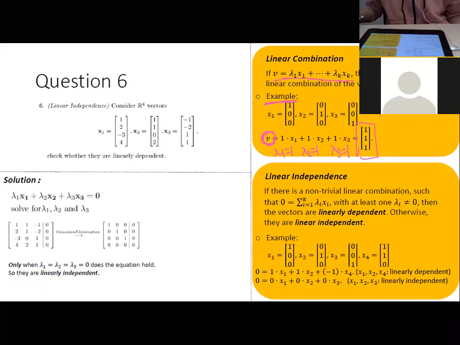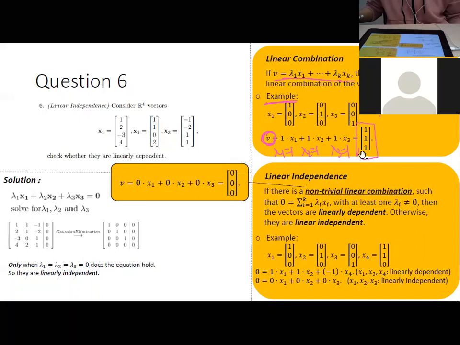Before we talk about independent or dependent, some of you may have questions about this sentence. What is a non-trivial linear combination? Again, we take this as an example. In this case, lambda 1, lambda 2, and lambda 3, at least one of them is not 0.